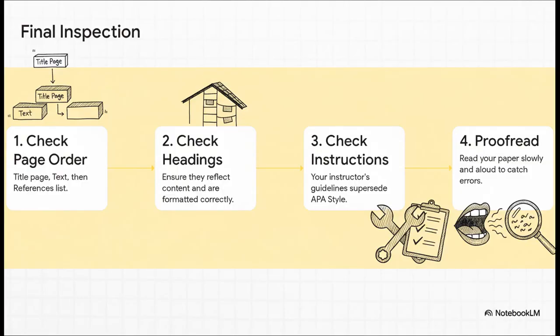1. Is the page order right? Title page, then your text, then your references. Easy. 2. Are your headings formatted correctly, and do they actually describe the content? 3. And listen up, because this is the most important rule of all. Did you follow your instructor's specific guidelines? Their rules always come first. And finally, number 4, proofread it. Seriously, reading your paper out loud is a total game changer for catching little errors.